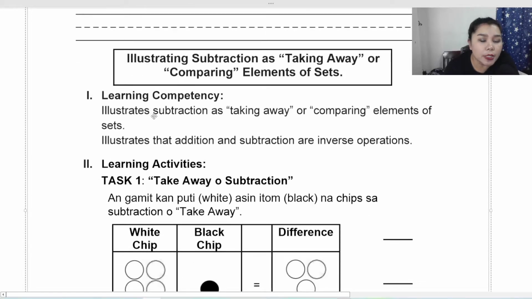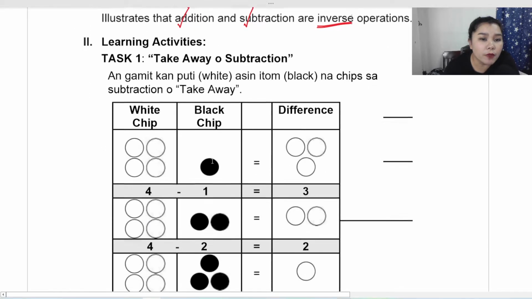So the learning competency is to illustrate subtraction as taking away or comparing elements of sets, and to illustrate that addition and subtraction are inverse operations. Because we are done with addition, I am going to show you how subtraction is related to addition. What is the difference, what is the similarity, and why do we call it an inverse operation? Okay, let's begin with the learning activities.